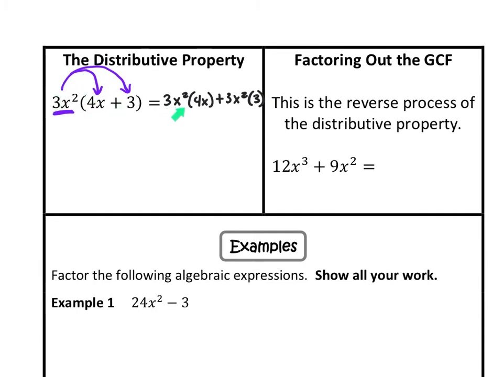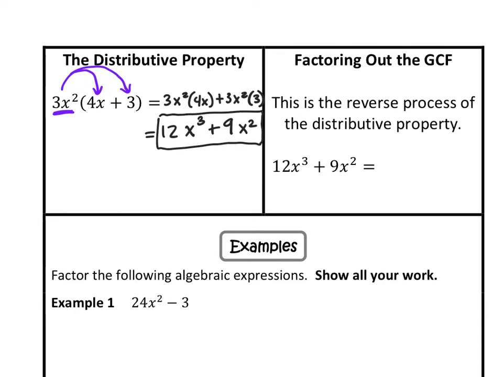Over here, we can multiply: what's 3 times 4? That's going to give us 12. And then what is x squared times x? X squared times x is x to the third power. Bring down the plus. What's 3 times 3? It's 9. And then bring down the x squared.